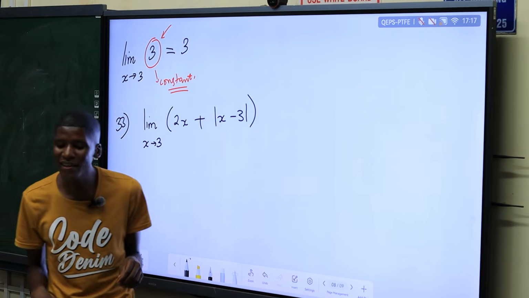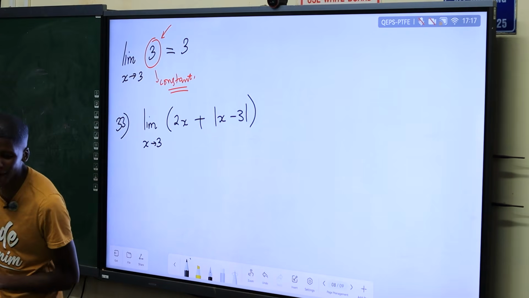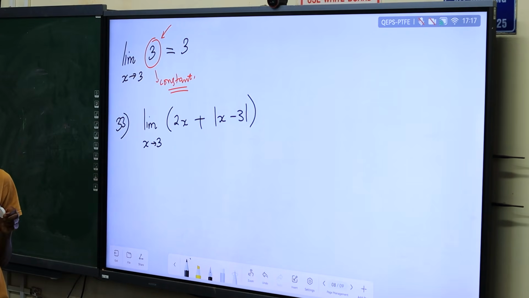Then for your homework, it's number 35. Limit of 1 over x minus 1 over absolute value of x.